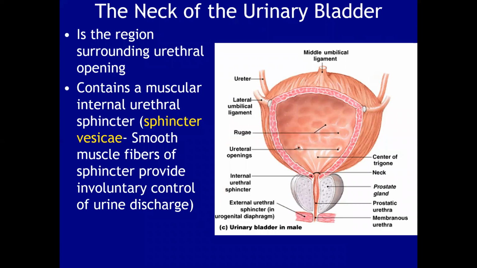So the neck of the urinary bladder has a muscular internal sphincter, right? So this is the internal urethral sphincter right here. It is smooth muscle, and it is under involuntary control, right? Involuntary control.